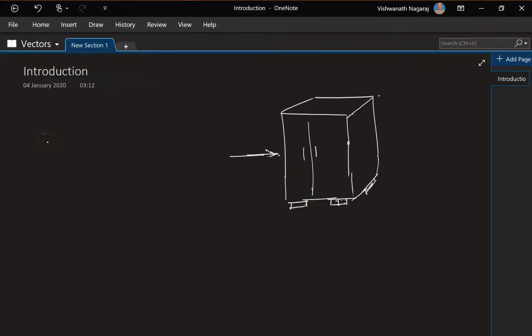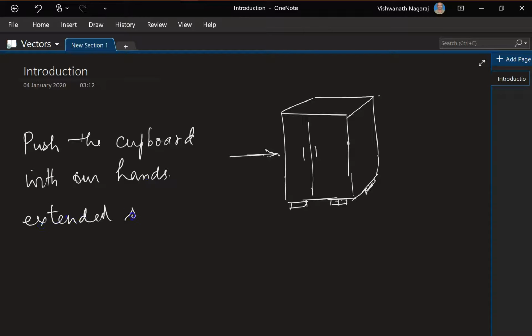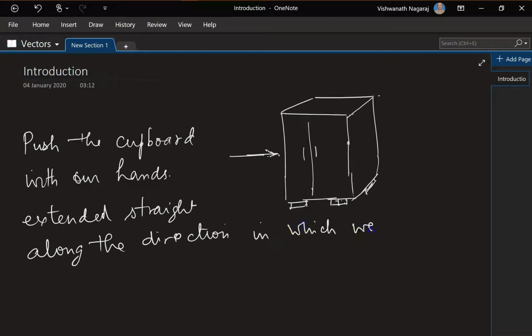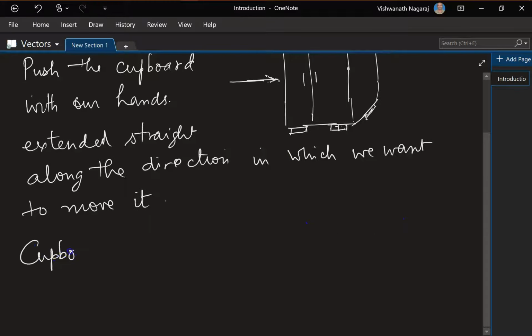Let's say we have a cupboard and we want to move it around. To move it, let's say we push the cupboard with our hands extended straight along the direction in which we want to move it. Now the cupboard will move some distance.